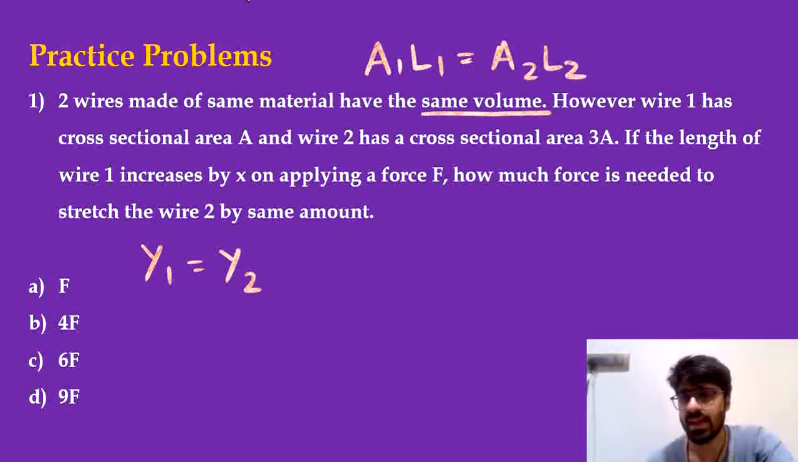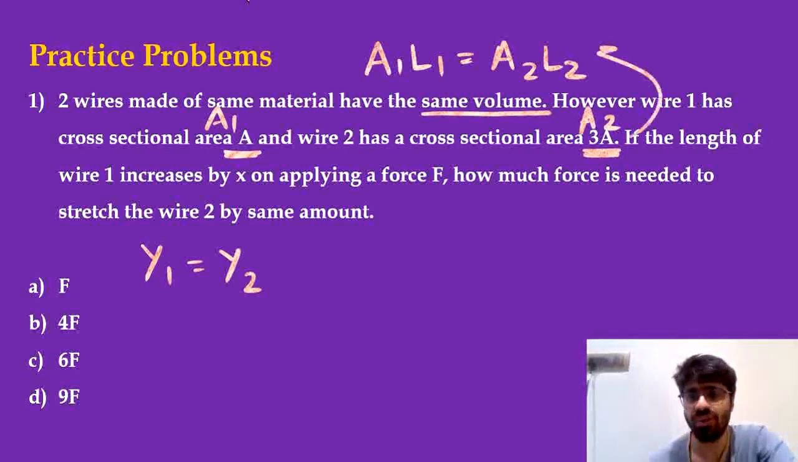The next thing they are saying is that wire 1 has a cross-sectional area A and wire 2 has a cross-sectional area equal to 3A. So we have A1 equal to A, A2 as 3A, which means that we will get the ratio of lengths as well. From this equation, L2 upon L1 is going to be A1 upon A2, but A1 is A and A2 is 3A. If you cancel off that A in the numerator and denominator, you get L2 upon L1 as 1 upon 3. So we have the ratio of lengths.